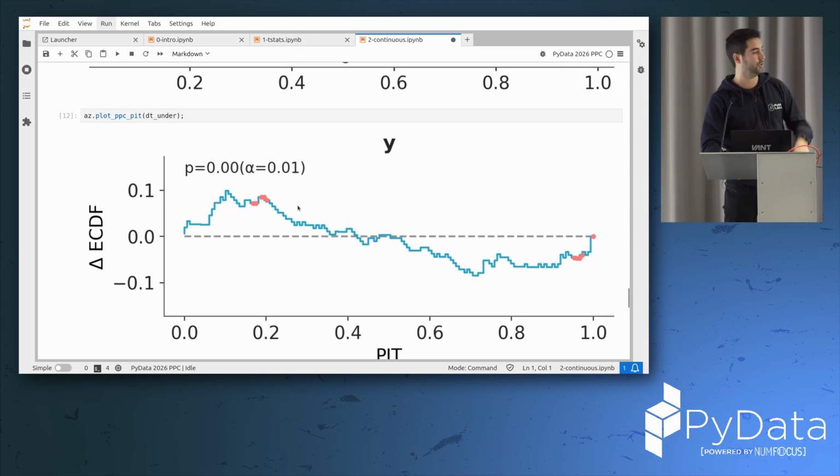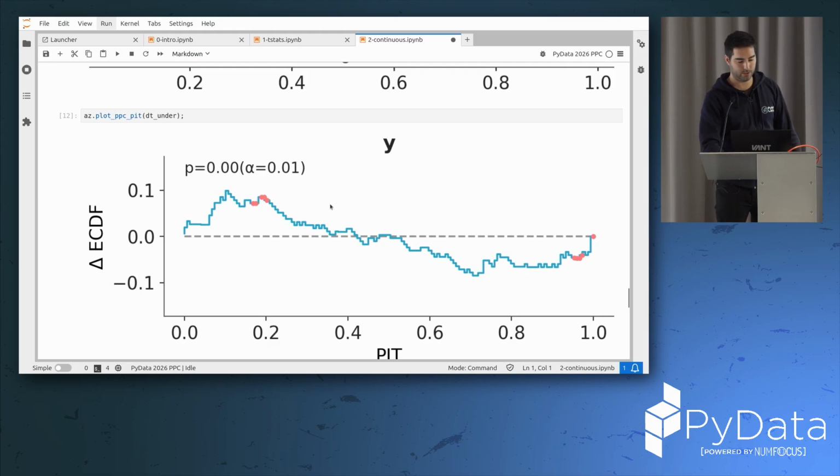When there are clear issues, this is off the central line, and how far away is bad enough? We have a p-value, even though we are Bayesians. We also use some frequentist estimates, and we highlight in red the values where this deviation from the ECDF is more problematic.